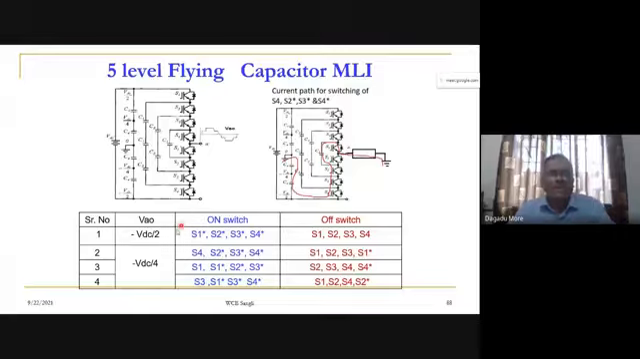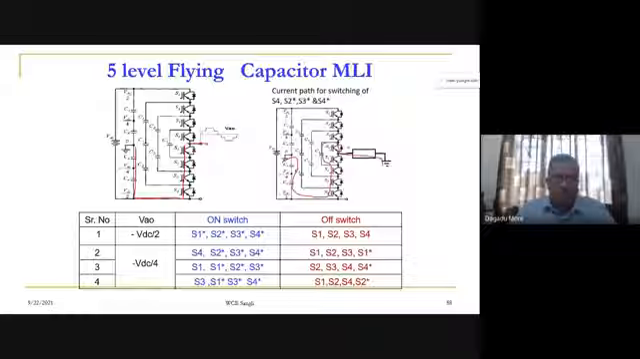Now similarly, we can go for minus VDC by 4. It is a very simple case. For minus VDC by 4, our lower four devices are on. These four devices S1 star, S2 star, S3 star, S4 star are on.